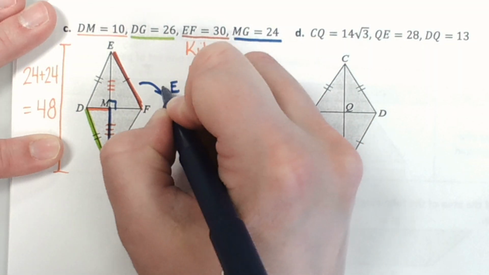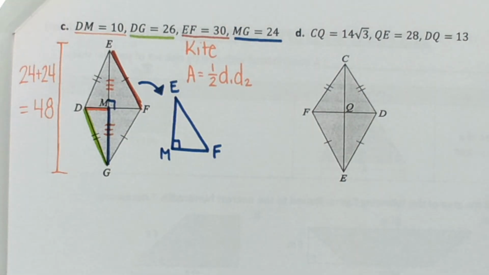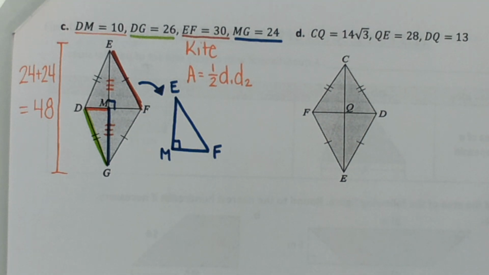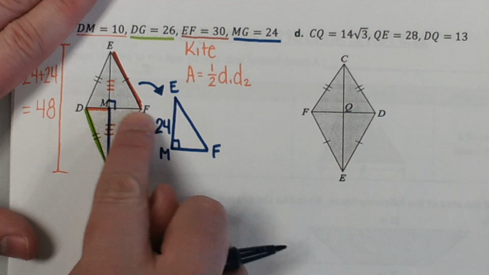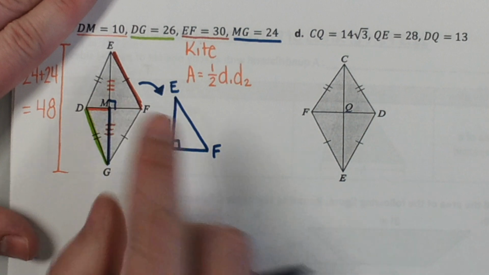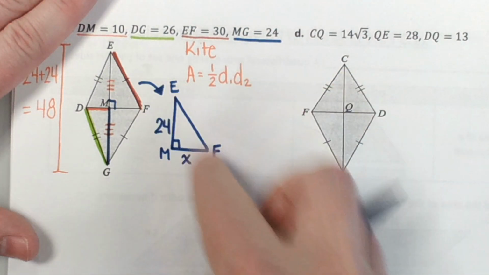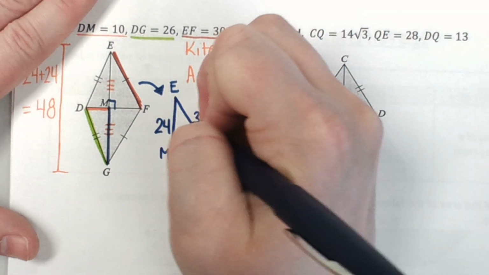Just going to pull that down there. I'm going to label what I know about that right triangle. What is the length of EM? It's got triple tick marks on it, which means it's the same as MG, and MG was 24. MF is what I'm missing. I'm going to call it X. EF was 30.